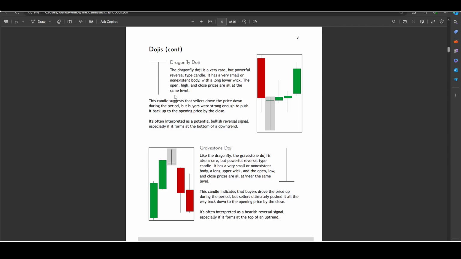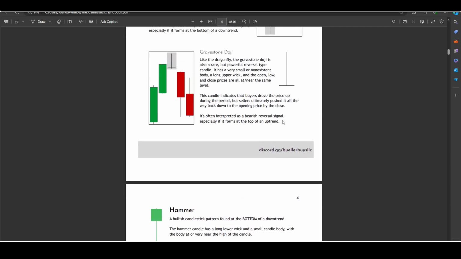And then the gravestone doji. Just like the dragonfly, the gravestone doji is also a rare but powerful reversal type candle. It has a very small or non-existent body, a long upper wick, and the open, low, and close prices are all at or near the exact same level. So sometimes it'll be a very tiny, almost non-existent body, or you'll see a literal non-existent body where it's just a line. You'll see that occasionally. This candle indicates that buyers drove the price up during that period, but sellers ultimately pushed it all the way back down to the opening price by the close. It's often interpreted as a bearish reversal signal, especially if it forms at the top of an uptrend.